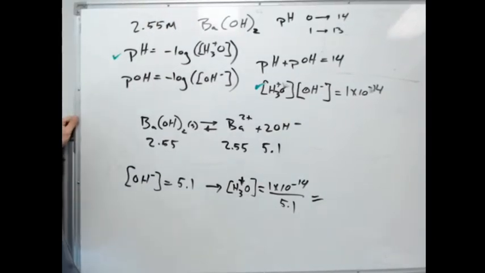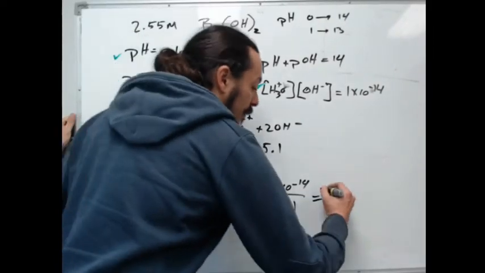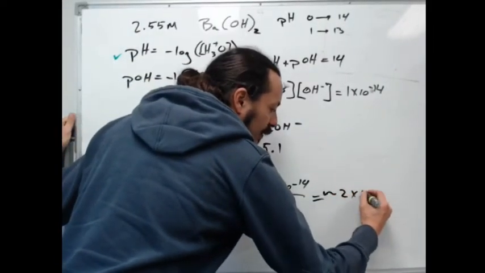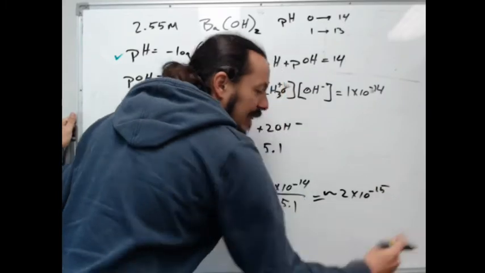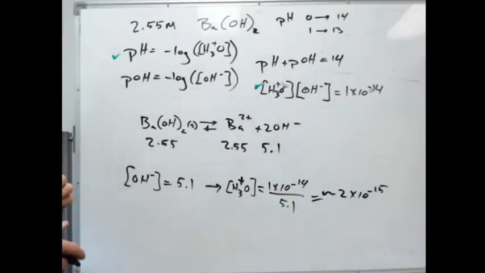That's going to be like 1/5. That's going to be like 0.2. So I'm going to have something that's approximately 2 times 10 to the minus 15. Someone with a calculator. Why don't you have your calculators out yet? My goodness.